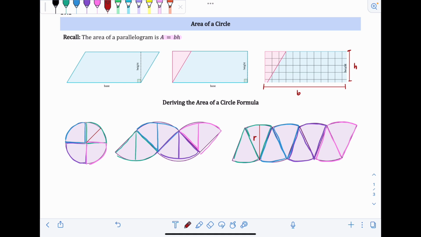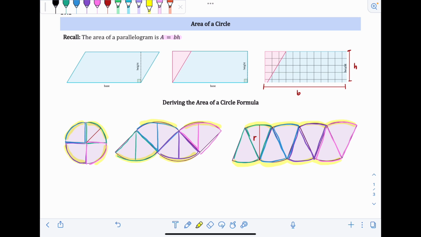So we'll label that with R. And then all of the curved edges added together is the circumference. So this plus this plus this plus this would be the circumference. Or if we go on the third figure, all of the curved edges on the top and the bottom would end up being the circumference.